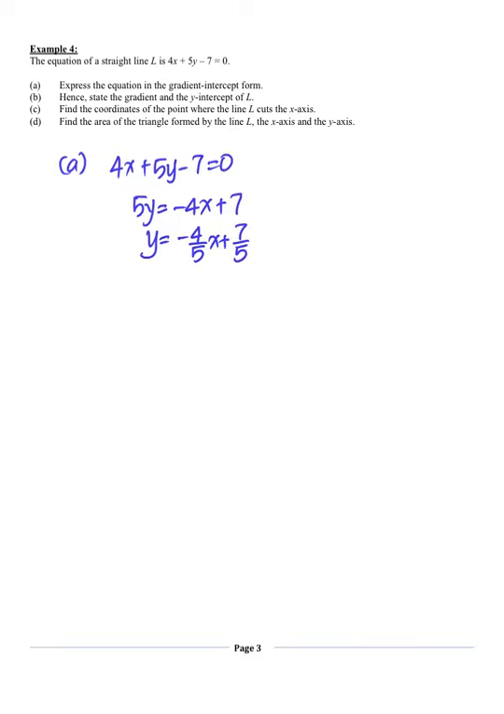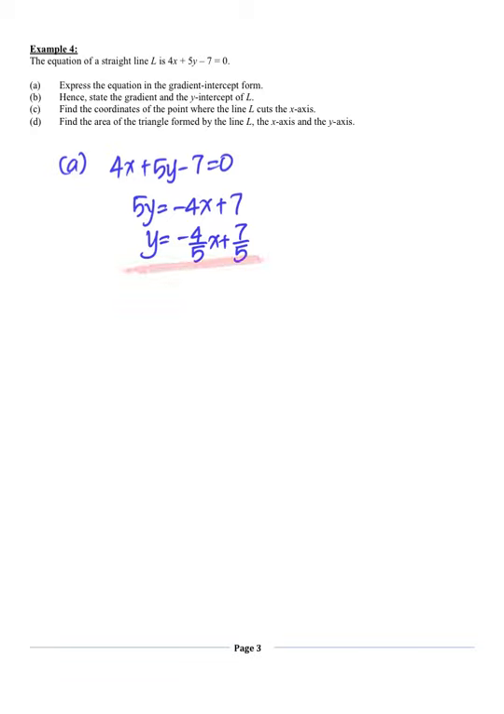Example 4. The equation of a straight line L is 4x plus 5y minus 7 equals 0. Express the equation in gradient-intercept form. So 4x plus 5y minus 7 equals 0, so 5y equals negative 4x plus 7. So y equals negative 4 over 5 x plus 7 over 5. So this is gradient-intercept form.